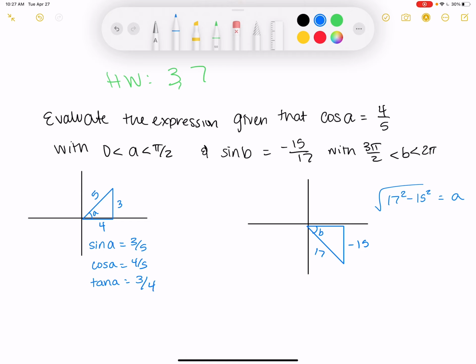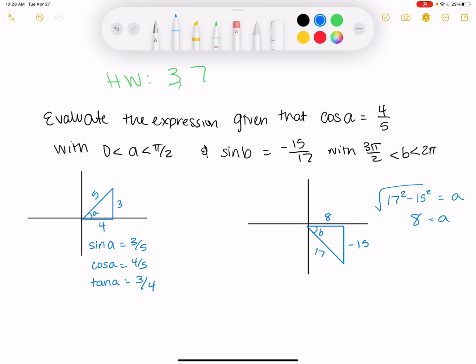For this one? I don't know. Maybe. Patty got 8. Does anybody else have it? My calculator's good. It is 8. Okay. Yeah, well, all right.